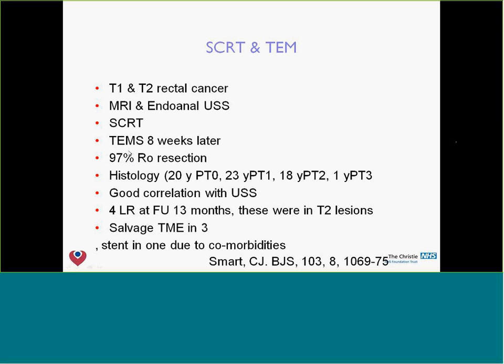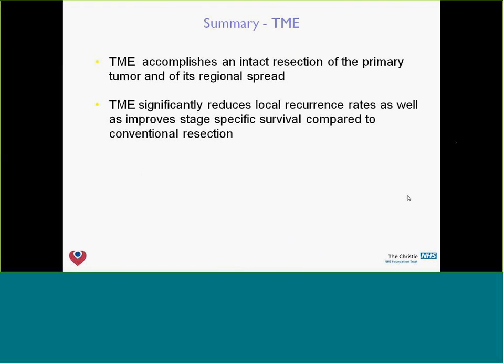This study showed 97% of them had R0 resection, and in the histology, 20 patients had no tumor, 23 patients had pT1, 18 had pT2, 1 had pT3, and the main thing was there was a good correlation with ultrasound. So if ultrasound shows that it is T1, then patients can be put on this study where patients have short course radiotherapy followed by TEMS. When patients were followed up, they found that 4 of them developed local recurrence, and 2 of them had salvage resection, and 1 patient had a stent put in due to comorbidity. So these patients are elderly patients who would not withstand the standard radical surgery.